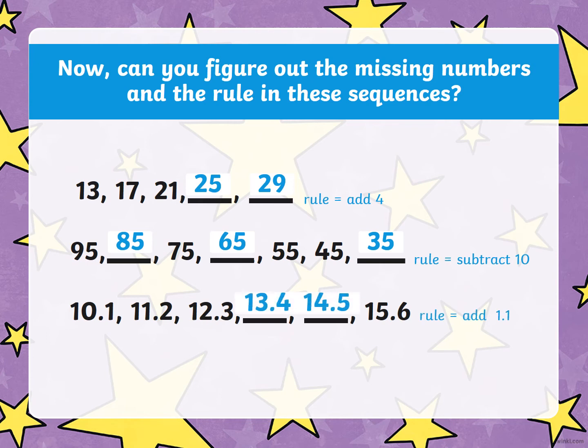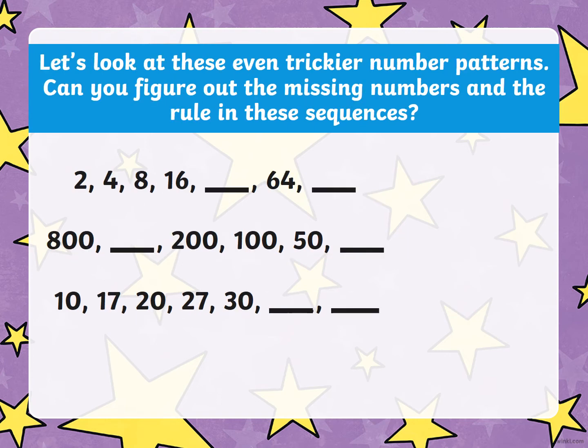Well, you would add 1.1, or if it was in terms of money, £1, 10p each time. And that's why you would have as the missing answers 13.4 and 14.5, or in terms of money, £13.40 and £14.50. So let's look at these even trickier number patterns. Can you figure out the missing numbers and the rule in these sequences? Now again, let's work through these 3 steps.